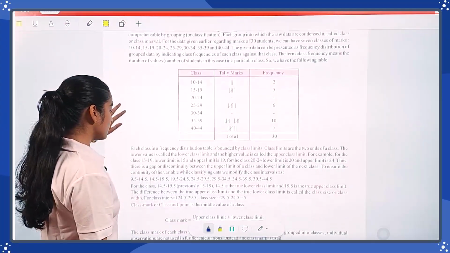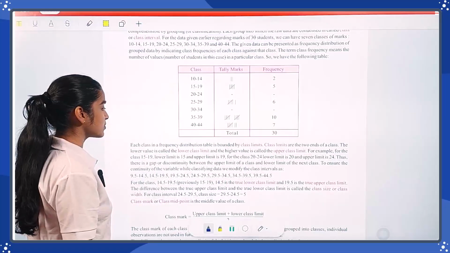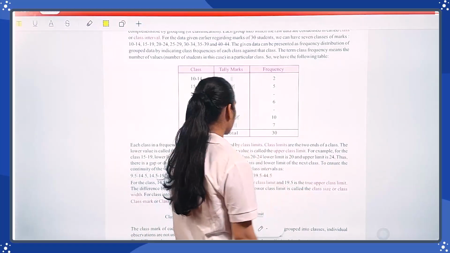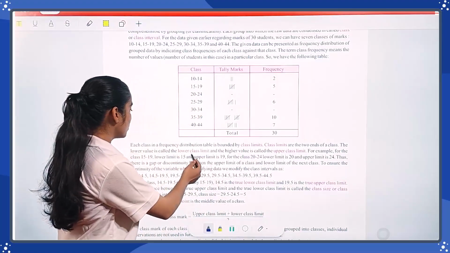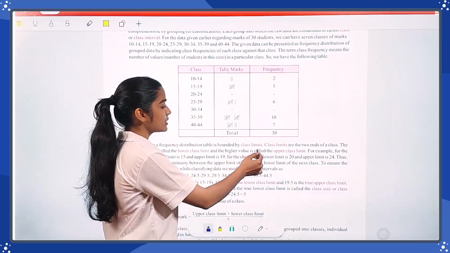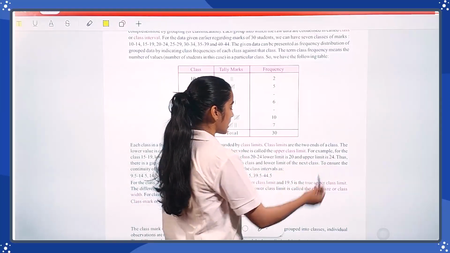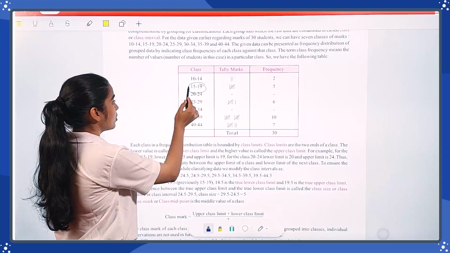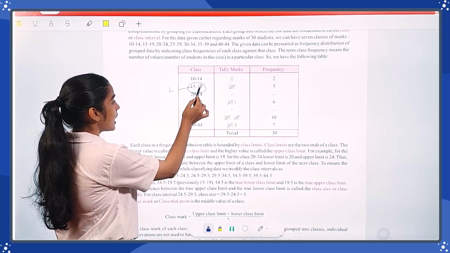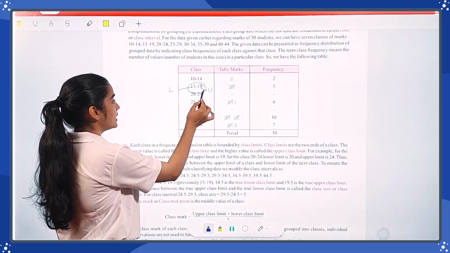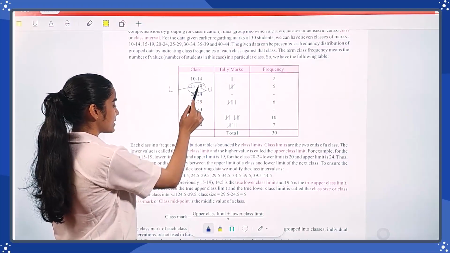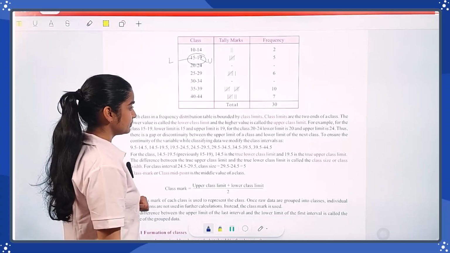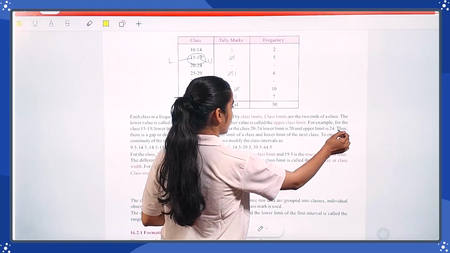But if you see here, each class in a frequency distribution table is bounded by class limits. Class limits are the two ends of a class. The lower value is called the lower class limit and the higher value is called the upper class limit. For example, for the class 15 to 19, the lowest one is 15 and the highest one is 19, the upper one. So 15 plus 19 divided by 2 is your class mark. The next class has lower limit 20 and upper limit 24.